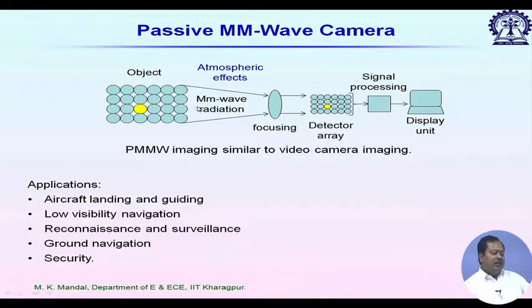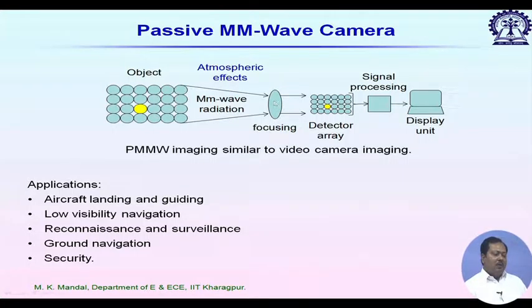So this is one imaging scheme. The left hand side shows the object. It simply follows the principle we use for a video camera at optical frequency range, so we have to use some focusing arrangement. This object is radiating millimeter wave radiation in all directions, and we are collecting some of it by using a focusing lens. It can be a dielectric lens antenna or simply a parabolic reflector antenna.